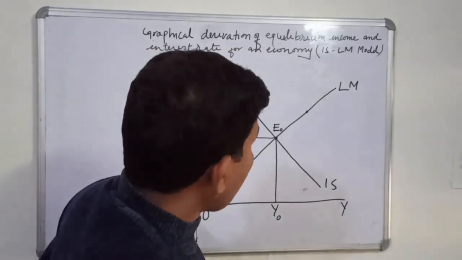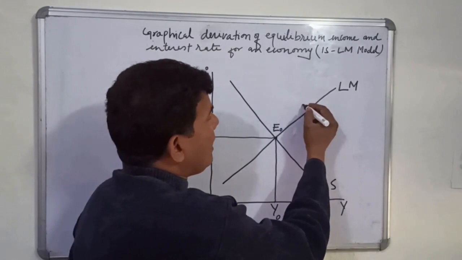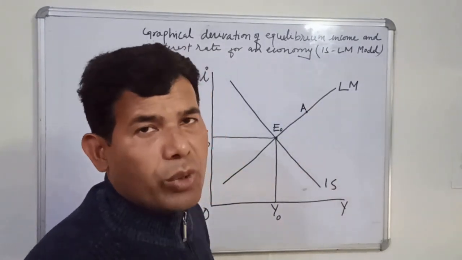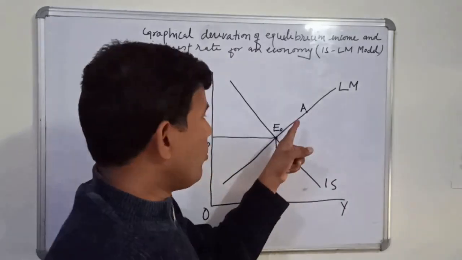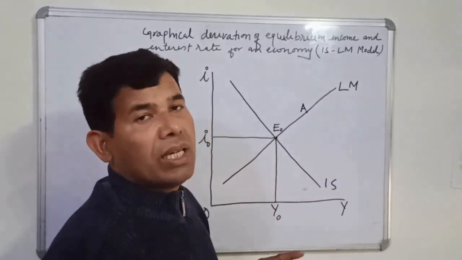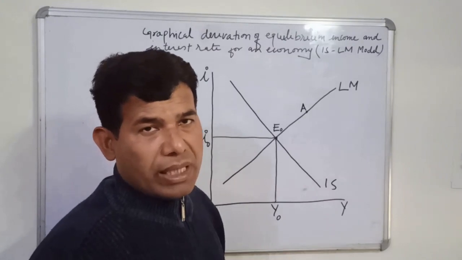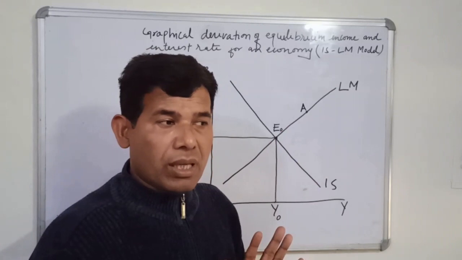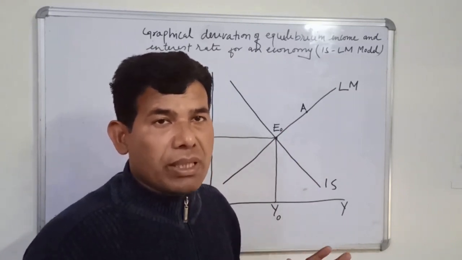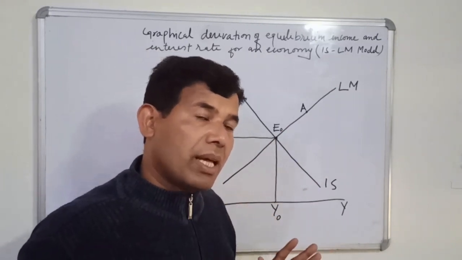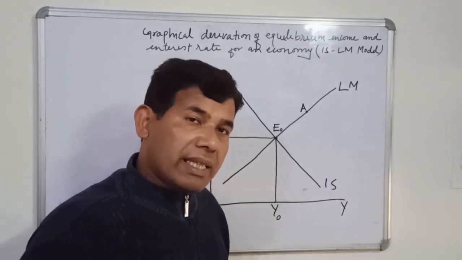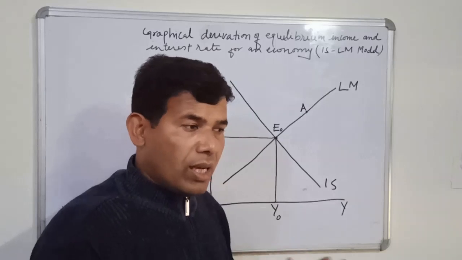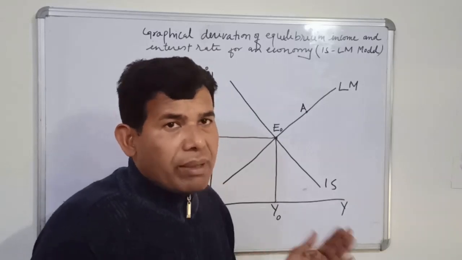Now, why is point A not the equilibrium point for the economy? Of course, point A gives you that combination of income and interest rate at which the money market is in equilibrium. That means at point A, the money market is in equilibrium, but the goods market is not in equilibrium. If the goods market is not in equilibrium, there would be a tendency in the goods market to move away from that point.